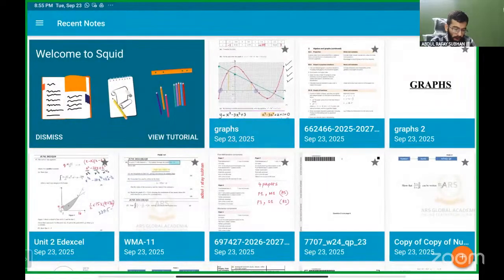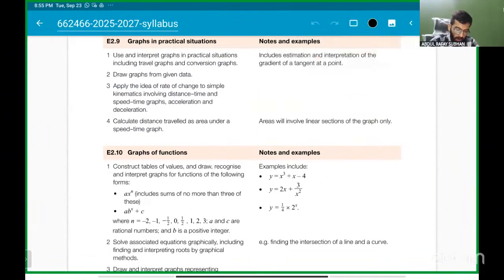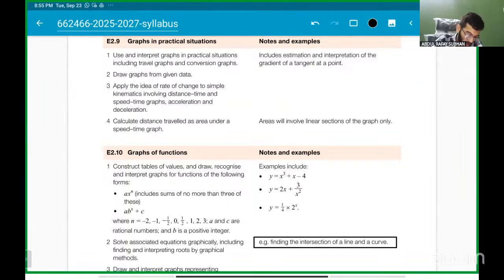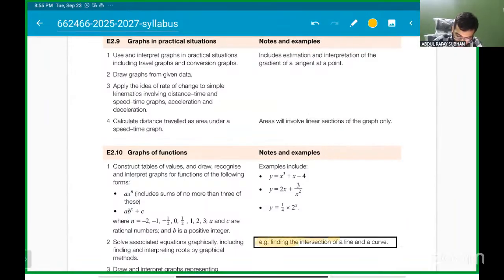So with this, students, please have a look at what we have done. We have done how to find the intersection. We have done graphs of functions, which is finding the intersection of a line and a curve. We have done this today as well and previously as well. Examples include y equals x cubed. We have drawn this type of graph in the previous session. We have done the exponential graphs as well, in the form of powers.